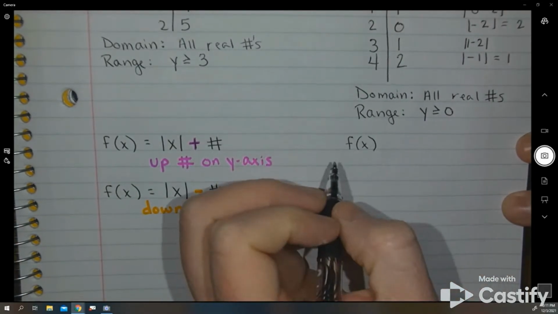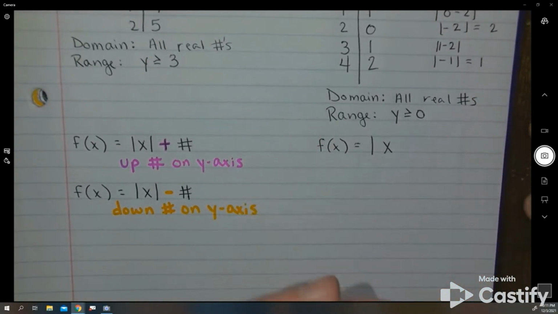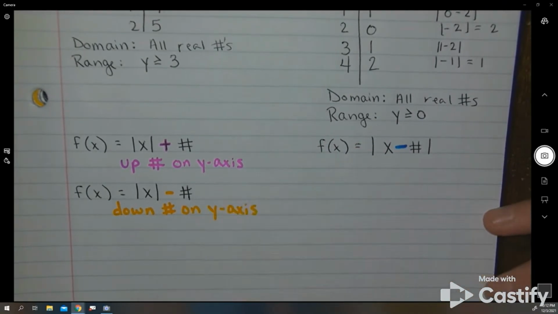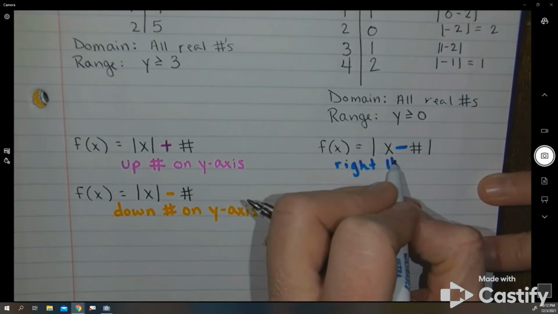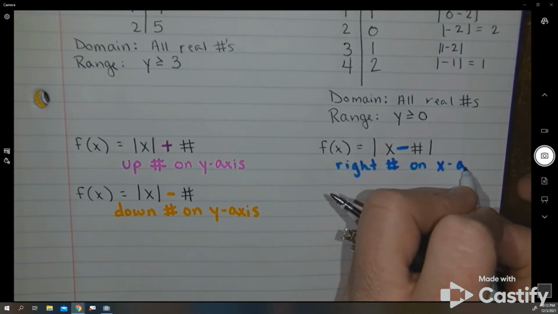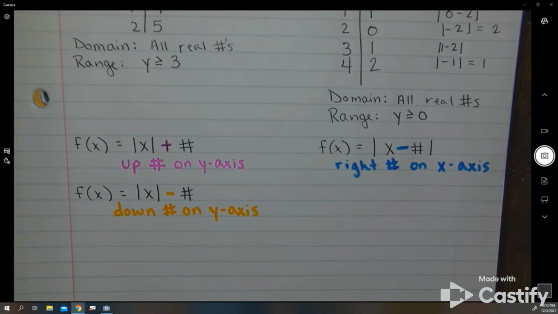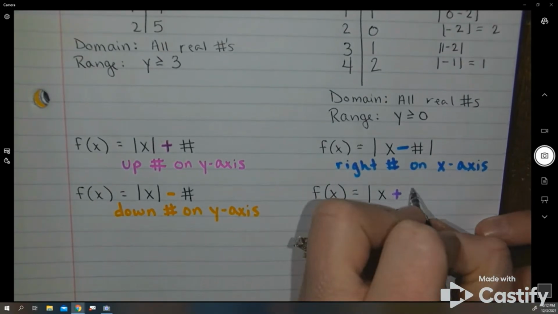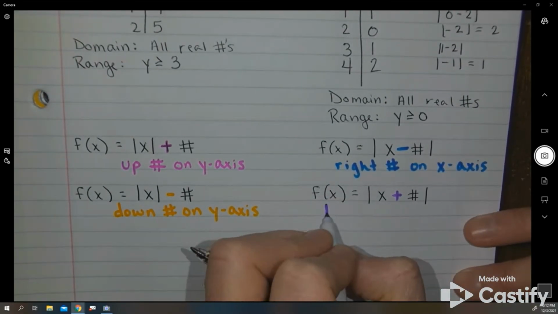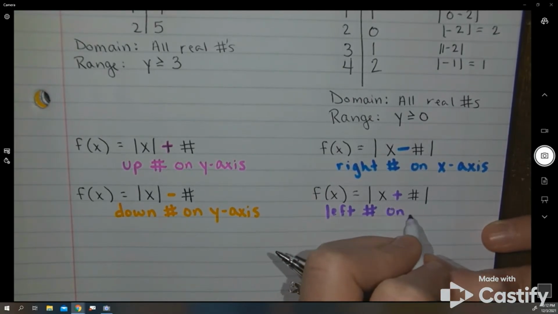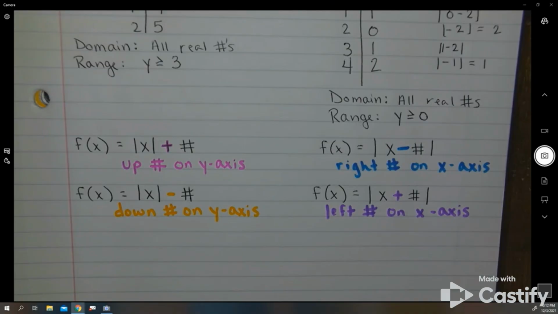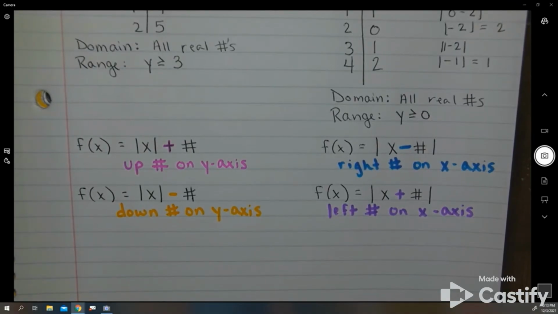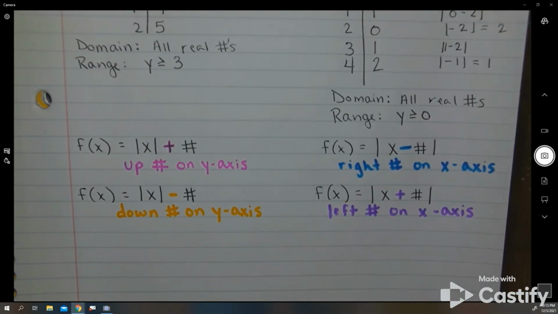If we have f of x equals the absolute value of x minus a number, but inside the absolute value, then that means that we're going to go right that number of spaces on the x-axis. And finally, if we have f of x equals absolute value of x plus a number, and again, inside the absolute value, that means that we're going to be moving left that number of spaces on the x-axis. So if you'll notice, outside of the absolute value brackets, it's what we're used to. Plus means up, minus means down. If it's inside the absolute value brackets, it's kind of the opposite of what we're thinking of normally. So minus means we go right, plus means we go left.